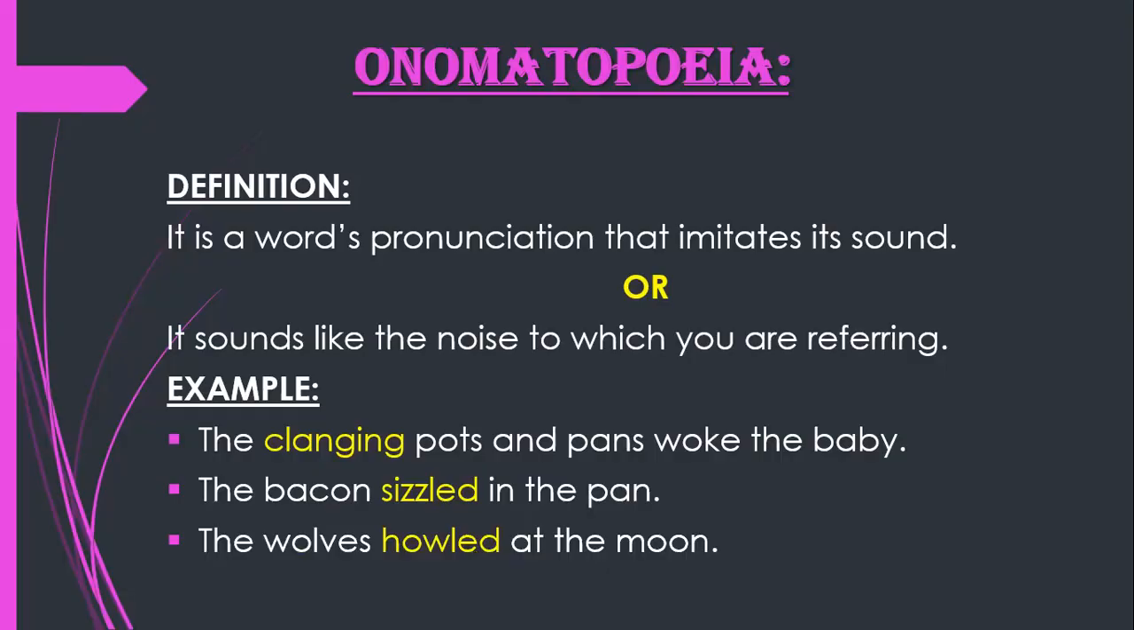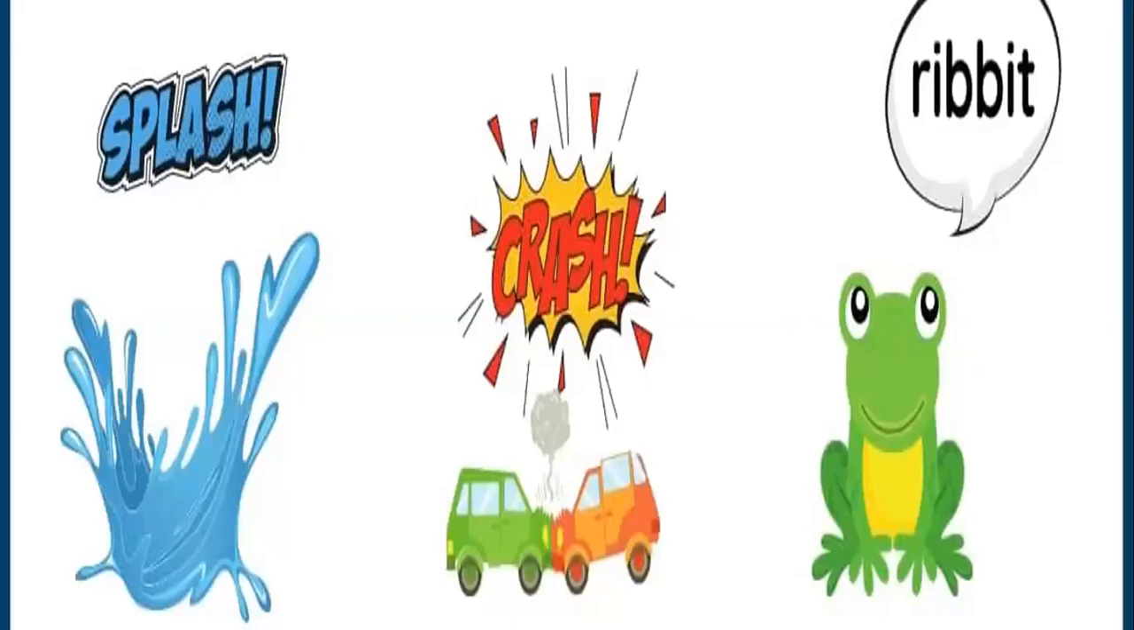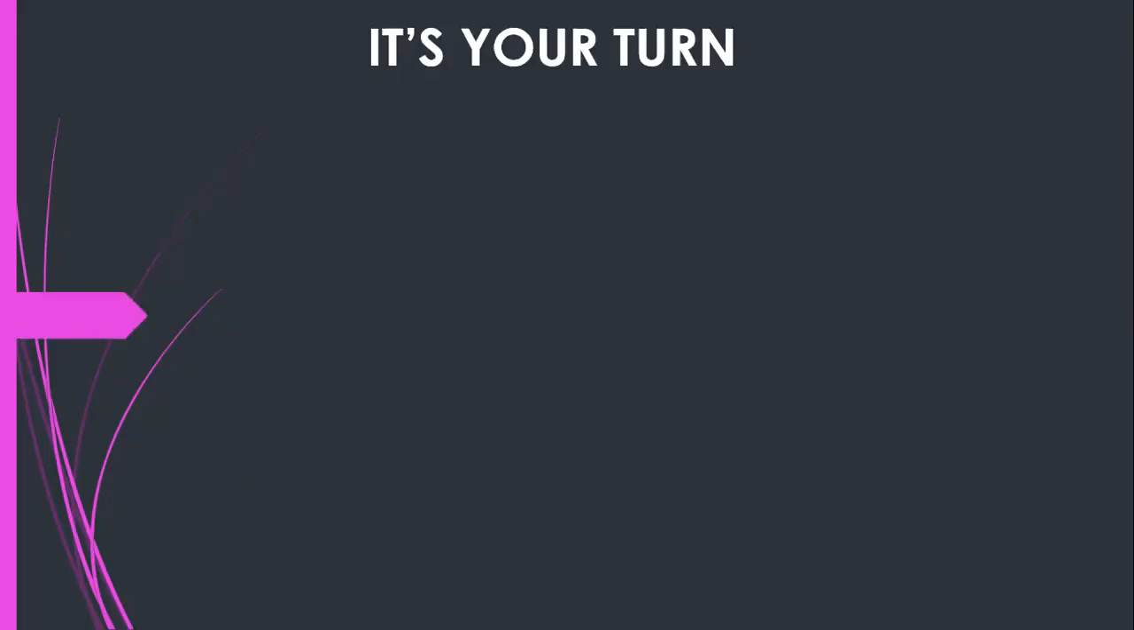Or we can say splash, crash, beat. These are basically what? These are the sounds, the imitation of sound. So these all are the examples of onomatopoeia.